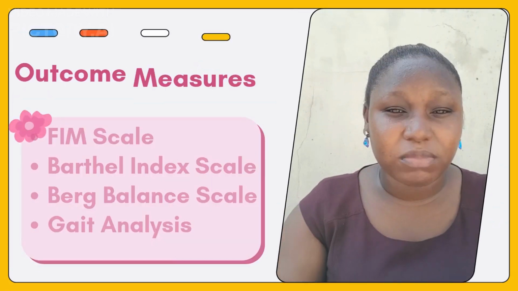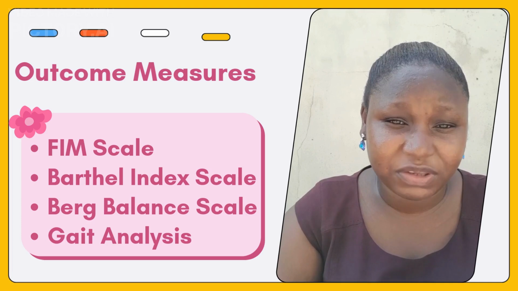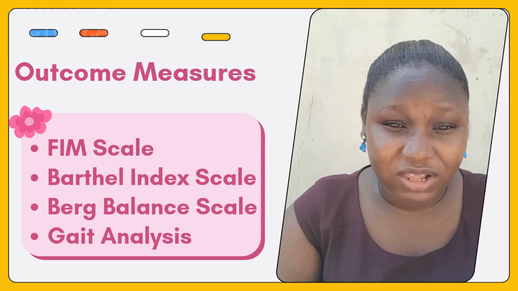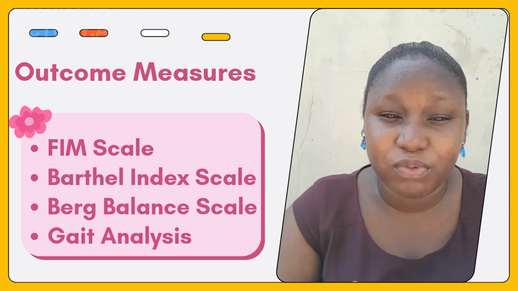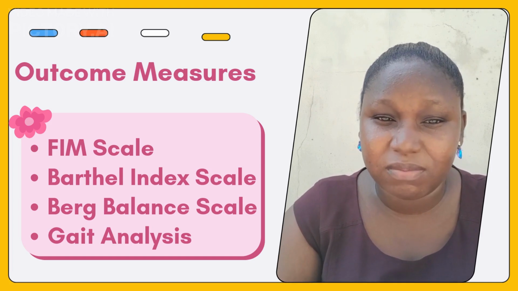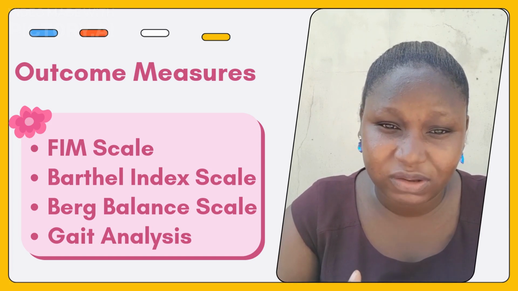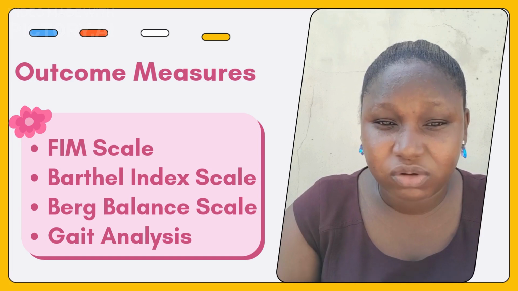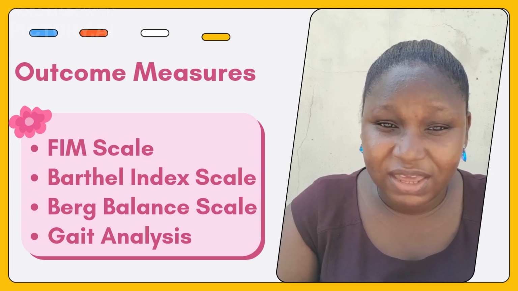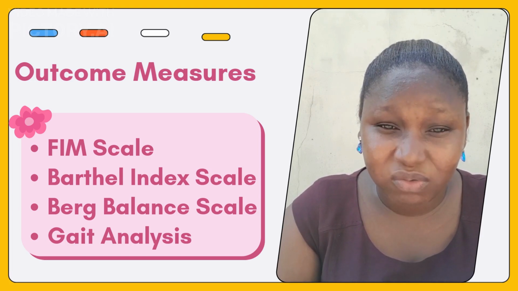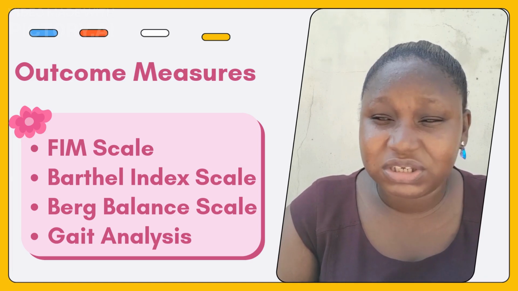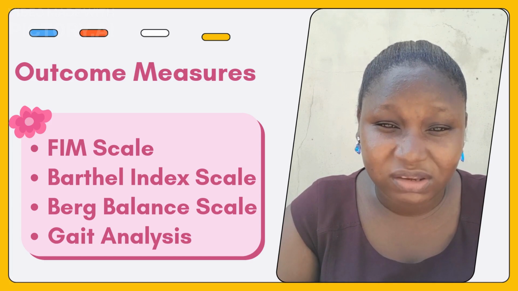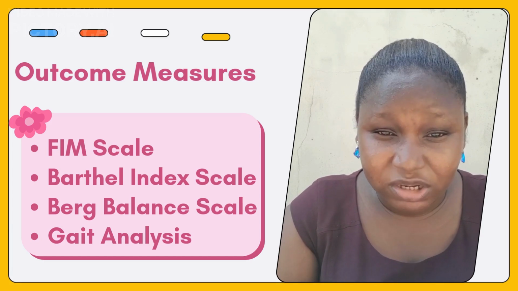So what are the outcome measures we use to actually say, okay, this particular patient, what level are they in, and what changes or what improvement should we be expecting to see in them after our treatment modalities are administered? So some of the outcome measures include the FIM scale, which is for functional independence. This just says, okay, how well can this person do activities of daily living by themselves?